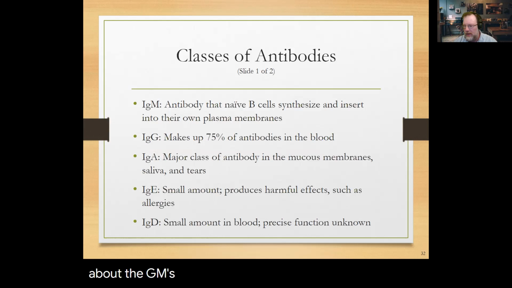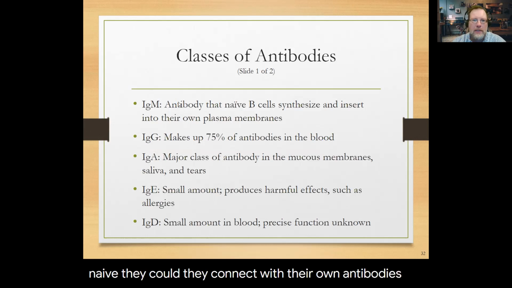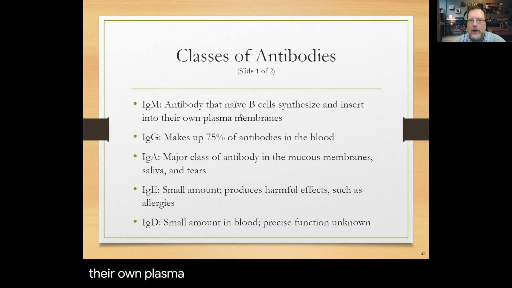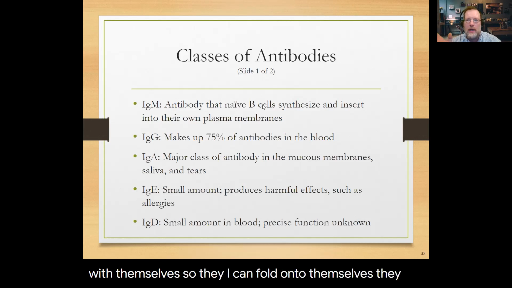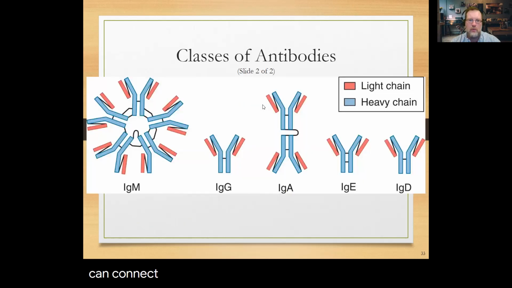IgMs. Just basically associate IgMs as being naive. They connect with their own antibodies or their own plasma membranes. So antigen connection with themselves. So they can fold onto themselves. They can connect. I'll show you. It's IgM. You can see they've got multiple spikes or wheels.